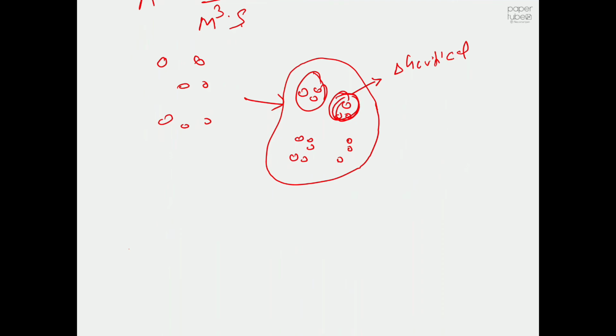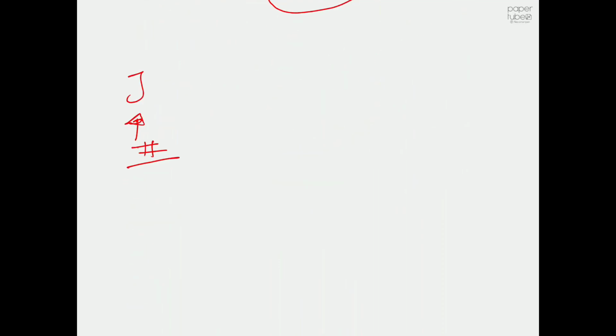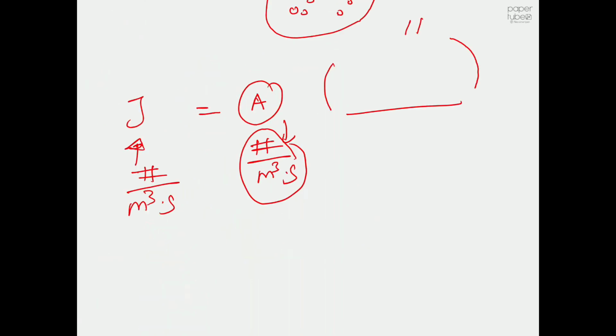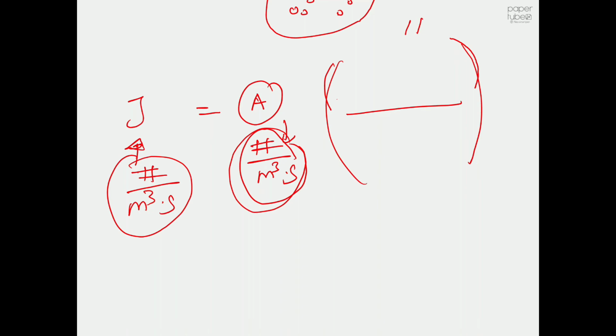So if the unit of the left hand side of the equation is some number per meter cube per second, the right hand side should also be some number per meter cube per second. We know A has the unit number per meter cube per second, which means whatever the other side is should be a dimensionless quantity. Only then will number per meter cube per second cancel. So let's solve the units for all the parameters inside this bracket.